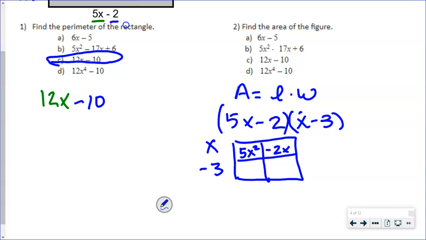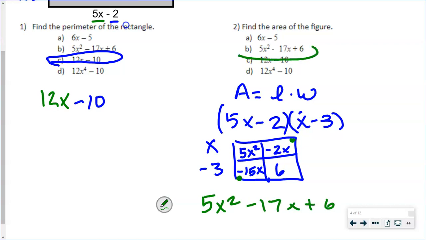5x times x is 5x squared. Negative 2 times x is negative 2x. 5x times negative 3 is negative 15x. And then negative 2 times negative 3 is a positive 6. Hopefully you see right here and here are like terms, right? So we're going to combine those. Then we get 5x squared minus 17x plus 6. And that was B.